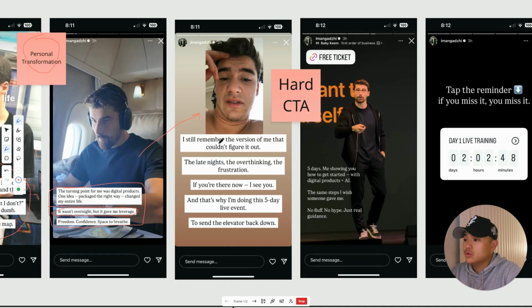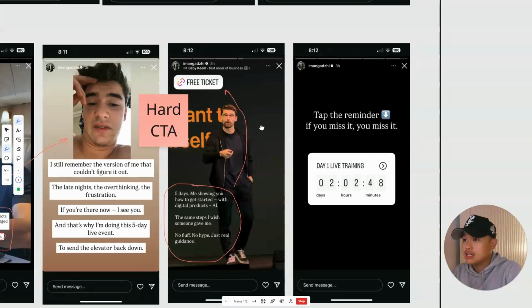And that's why I'm doing this 5-day live event, to send the elevator back down. Basically educating people that you are not alone. You are not alone in thinking that there's more to life than just whatever you're doing. And then he puts the hard call to action here. Basically mentioning 5 days, me showing you how to get started with digital products, AI, same steps. I wish someone gave me no fluff, no hype, just real guidance. And then he has the link here as the free ticket.